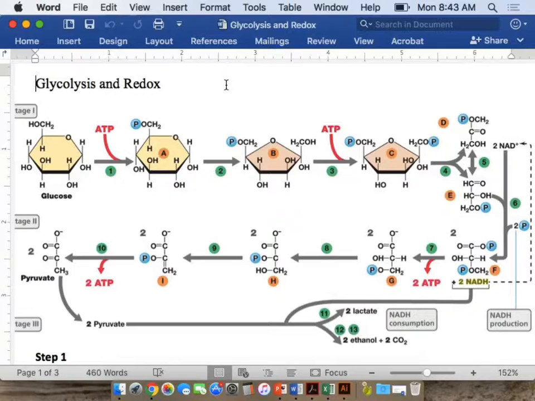What are kinases associated with? So what kind of reactions? Phosphorylations, which means what? We'd probably see ATP, ADP either being formed or used.